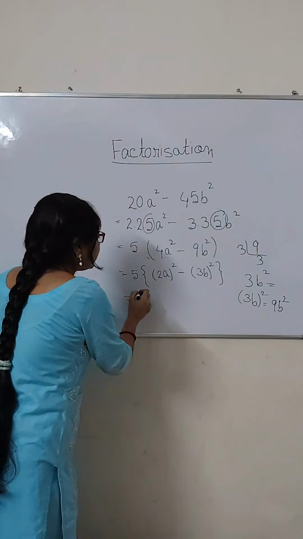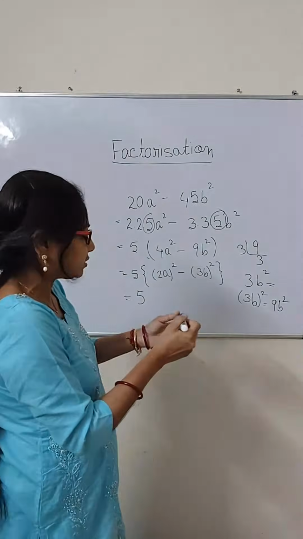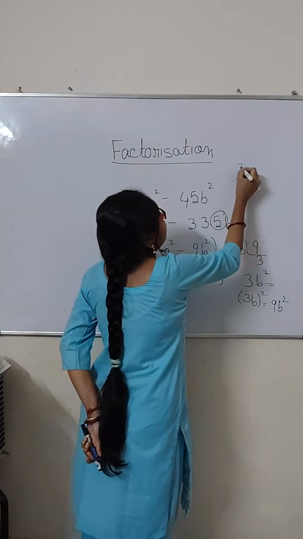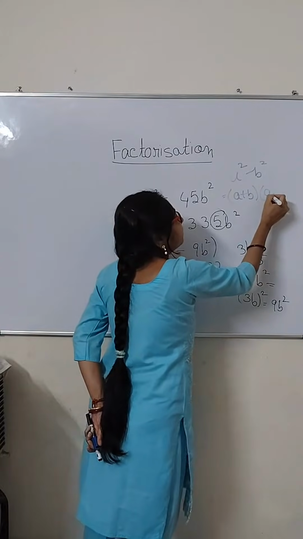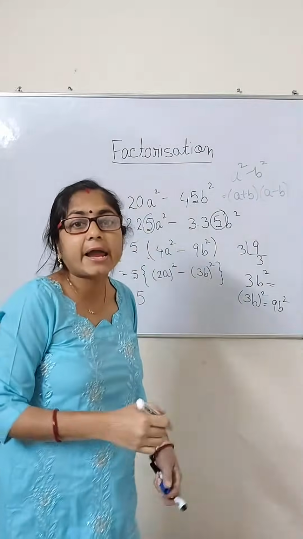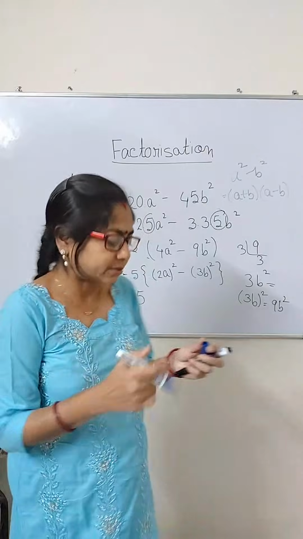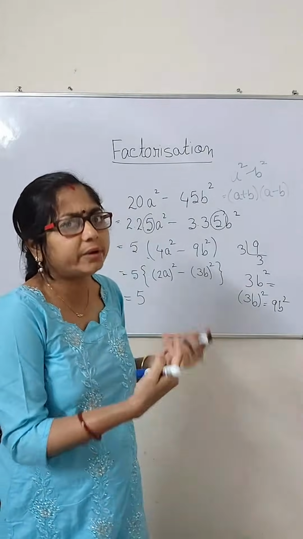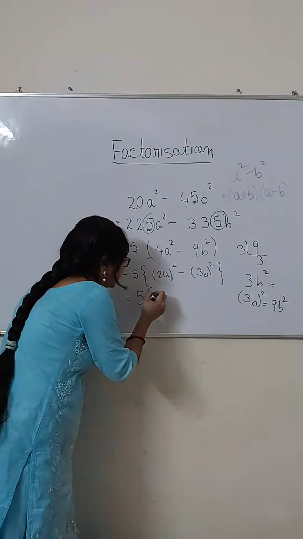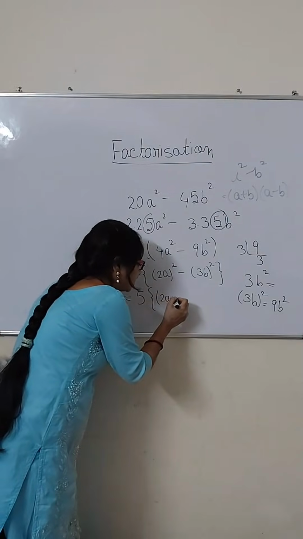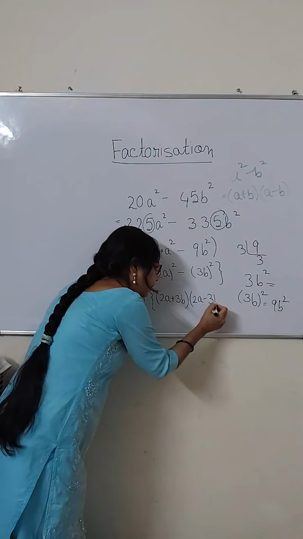Now, what's the formula? A square minus b square. So I first write the formula. A square minus b square is a plus b into a minus b. If anybody writes a minus b into a plus b, both are equal, no tensions. Okay. But in general we write plus first. Then this is 2a plus 3b and 2a minus 3b. Clear?